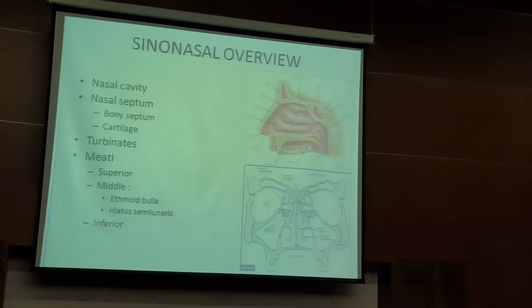Right, so just an overview of the sinonasal cavity. The cavity is actually a triangular shaped structure with a septum in between. The roof is formed by the cribriform plate, and the floor is formed by the hard and soft palate, and the lateral wall is formed by the lateral nasal wall. The septum has two components, the bony septum and the cartilage. The turbinates, three of them, are all attached to the lateral wall of the nasal cavity. There are three meatus, the superior, middle and inferior meatus. This is where all the paranasal sinuses drain their secretions into.